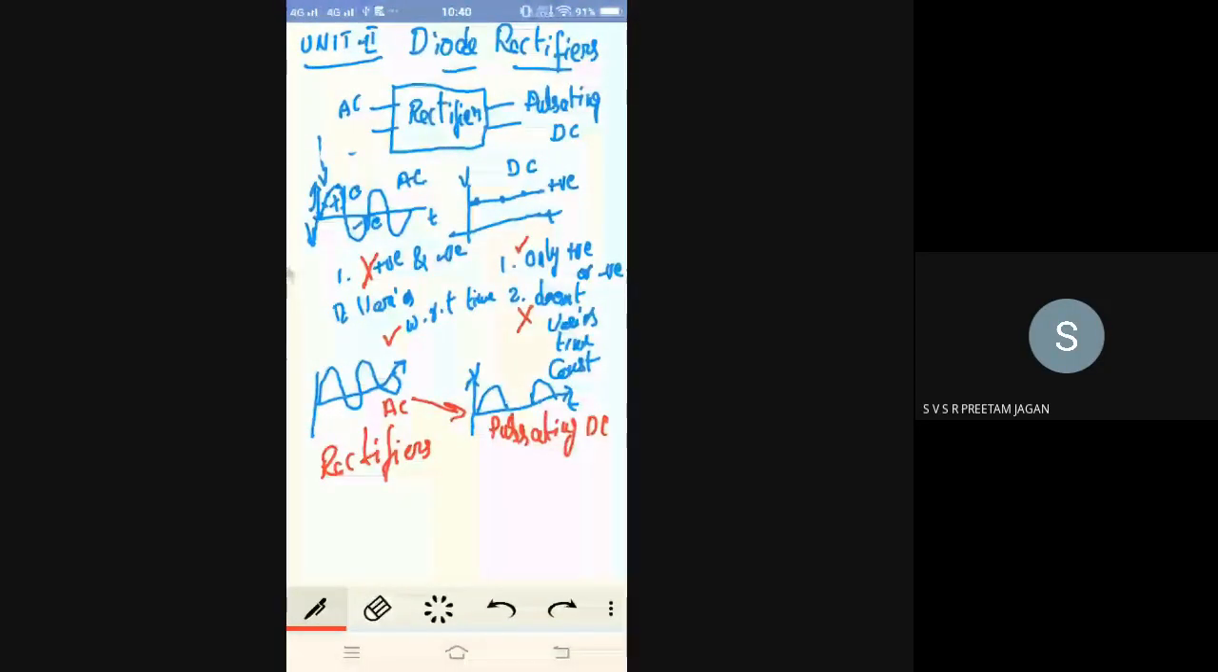Next I will classify different types of rectifiers. How many types of rectifiers are there? Two types, half wave and full wave. Yes, there are two different types of rectifiers. One is a half wave rectifier and another one is a full wave rectifier.